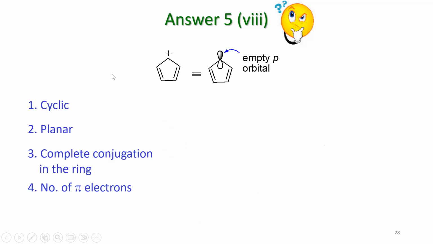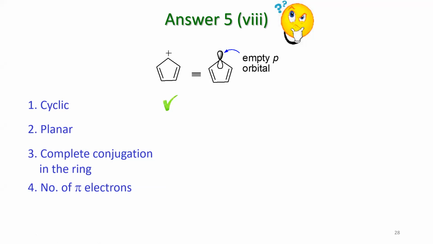Okay, so let's take this example. To make things easy, I have put this one also. Now see, it is a positively charged carbon here. When you have a positive charge, that means an electron is left. 1 electron is left from the carbon atom. So it has 1 empty p orbital. Positive charge means one empty p orbital is here. So tell me whether it is cyclic.